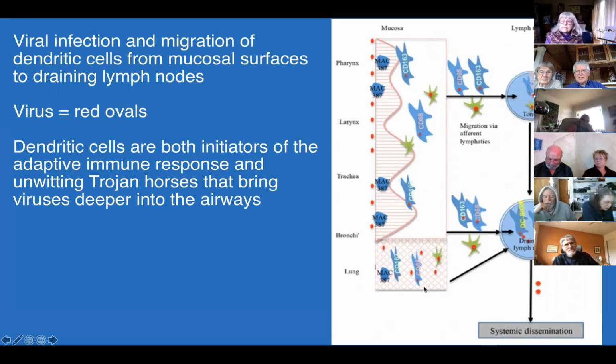I have another basic immunology question. How do the dendritic cells know what's a foreign protein and what's not? So there are these special receptors that are called toll-like receptors. And Barry, you might be interested in knowing that.